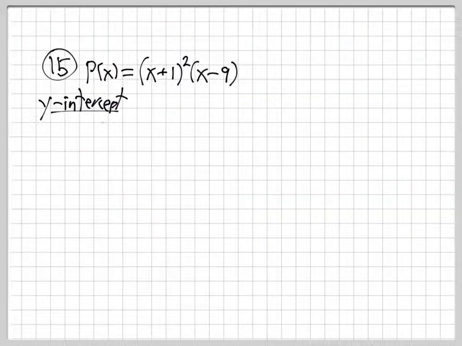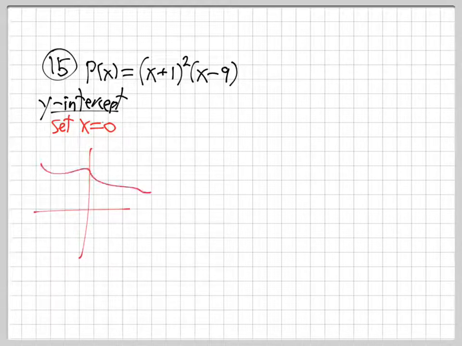Okay, so they're giving us this question. There's the function, x plus 1 squared times x minus 9. And they want us to find the y-intercept. So we get in the hang of intercepts. How do we find a y-intercept? We set x equals 0, right? It's always the opposite letter of 0, because that's what an intercept means.